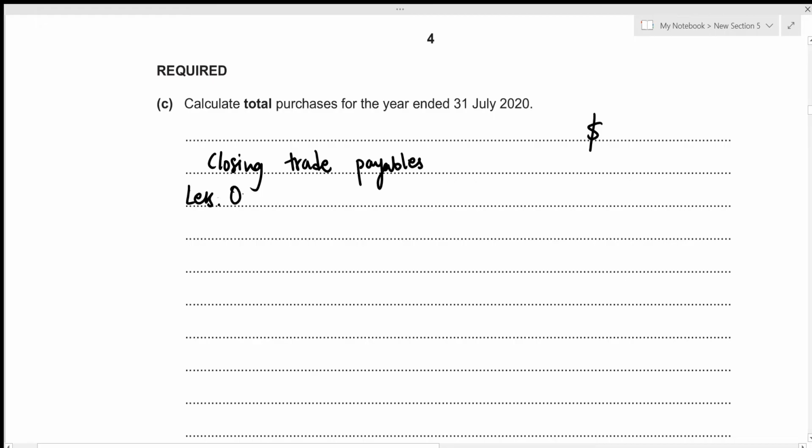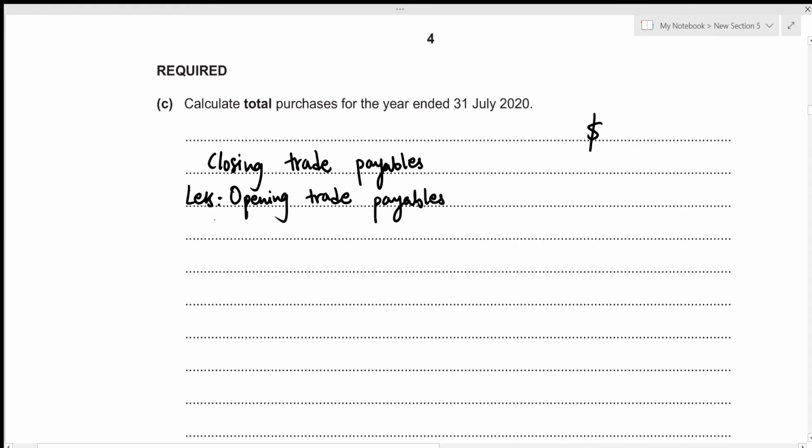So, less opening trade payables. Now there might be a question: why are we adding the closing trade payables but subtracting the opening trade payables? Because we're only going to calculate the total purchases for the year, which means that we're only considering the goods that we purchased in this particular financial year, right? But the opening trade payables amount correlates to the purchases made before this financial year. So that will be the purchases relating to the year ended 31st July 2019, which are not considered purchases under this particular year. That's why we will be subtracting this amount.